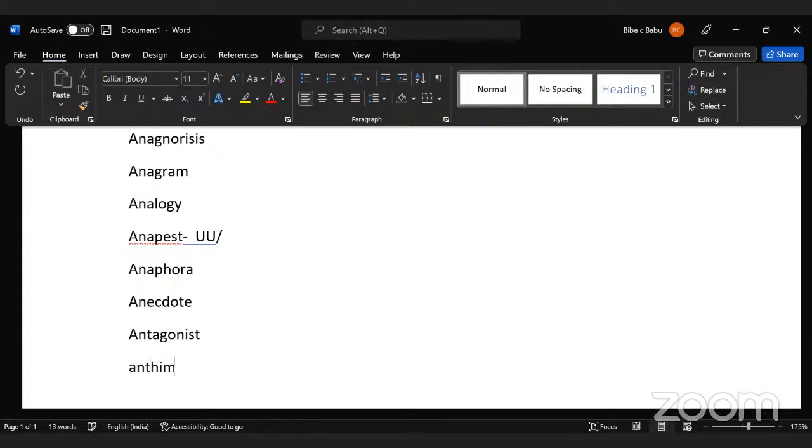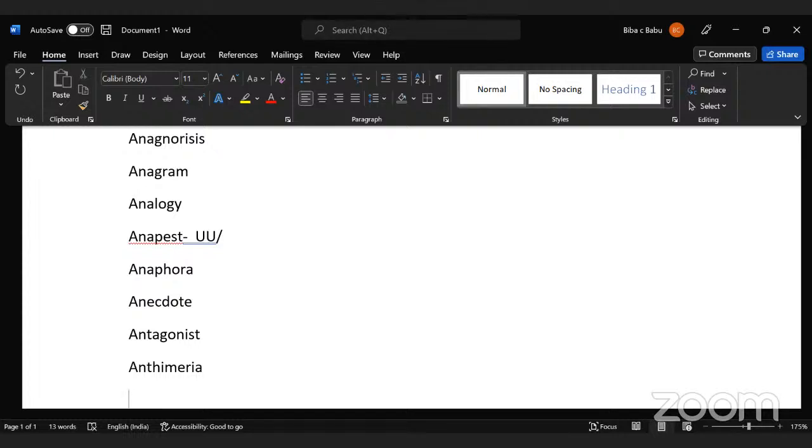Next is antimeria. Antimeria is a replacement of one part of speech with another. So part of speech, you know, right? We have noun, verb, adjective, all these are parts of speech. So when you replace one part of speech with another, it is called antimeria.